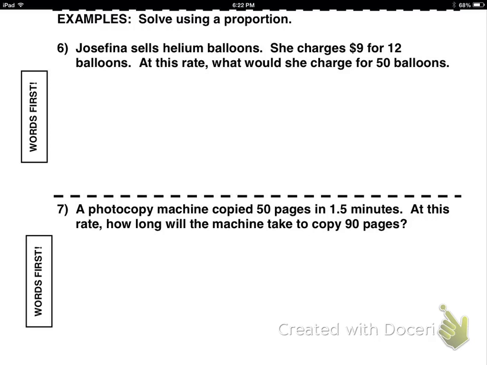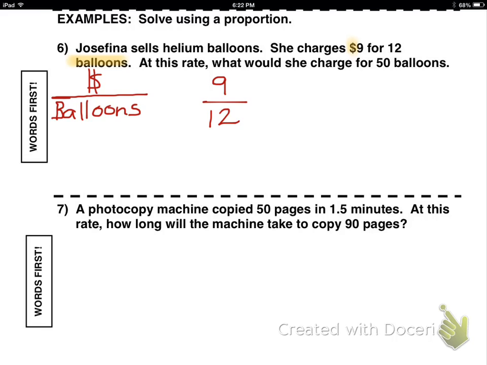Now, one key to solving word problem proportions is to make sure we understand what the ratios are. So it's always a good idea to write the ratio in words first. So in this problem, we see that dollars are being compared to balloons. So our ratio will be dollars to balloons. And we're given one ratio of 9 to 12. So $9 for 12 balloons.